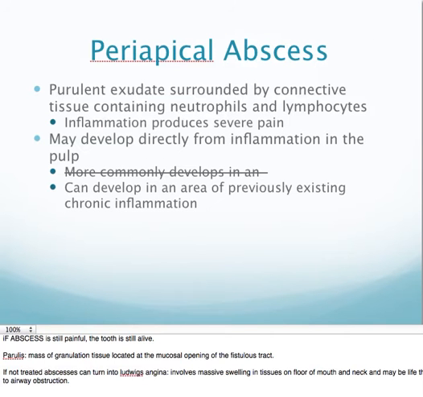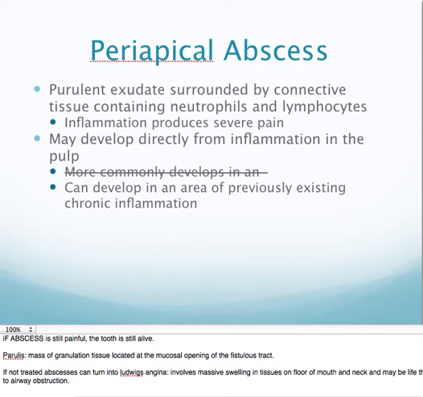Periapical abscess. This is the most common one. Basically, purulent or pus-like exudate is surrounded by connective tissue, and it contains neutrophils and lymphocytes. Inflammation produces severe pain with periapical abscesses. So this may develop directly from the inflammation in the pulp, but it can also develop in an area of previously existing chronic inflammation. So if the tooth is hurting and there is an abscess, that means the tooth is still alive, if you can feel it. So basically, if you have an abscess and it's hurting, that means your tooth is still alive. If you have an abscess and the tooth is not hurting, that means the tooth has died.